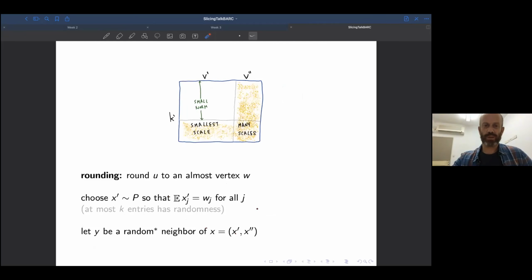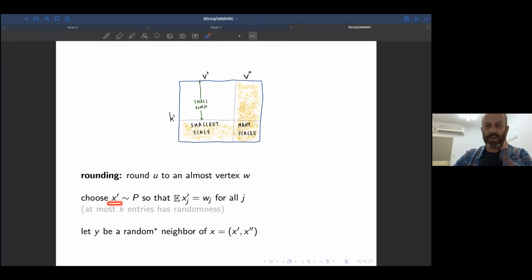First, we take this U and round it to an almost vertex W. This part uses linear algebra. U is far, and W is also far; they have exactly the same structure, nothing changed. Now we have W. W is almost a vertex: almost all of its coordinates are plus or minus 1. Now we need to make it into an actual vertex. How do we do this?